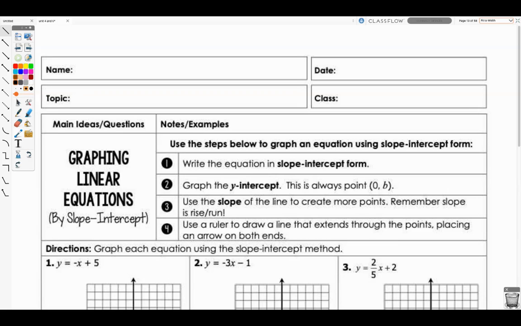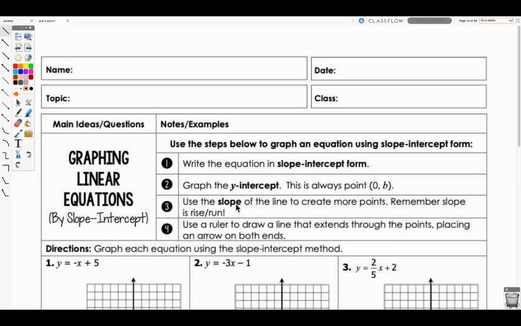So once you have slope-intercept form, you take the y-intercept first. That y-intercept is going to fall on the y-axis. So your 0 coordinate is your x-coordinate, and then you either go up or down along the y-axis to whatever your y-intercept is. I'm going to show this to you in a moment.